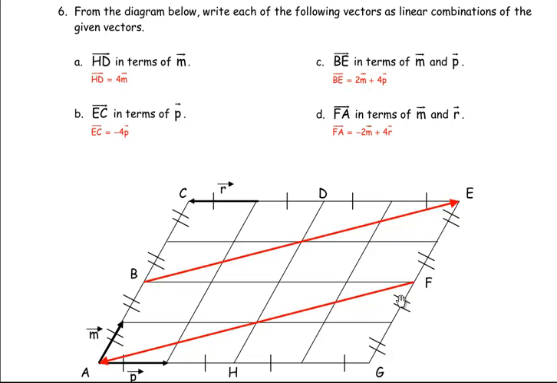And the last one, FA, would be this vector right here. We're asked to write it in terms of M and R. To go from F to A, I would go down here, and notice that that's 2 negative m's, so this would be -2m here on the right side, and then along here would be 4 r's. So FA would be -2m + 4r.